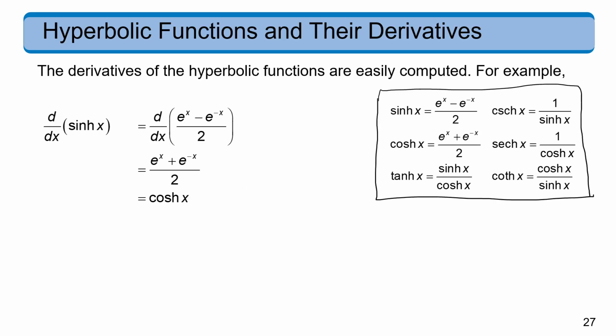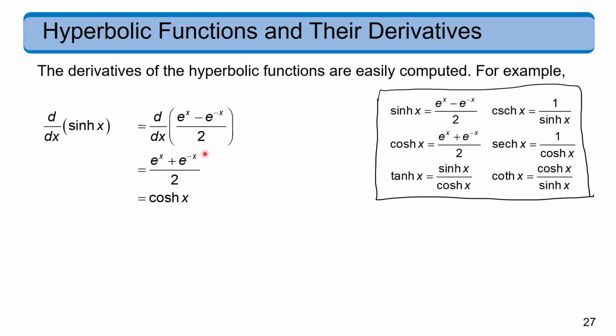Now we want to determine the derivatives of these hyperbolic functions, hyperbolic trig functions. So let's start with hyperbolic sine. So to find the derivative of hyperbolic sine, we're going to first express hyperbolic sine in terms of the formula that defines it, which I just copied over here, the formulas we saw earlier. So we've replaced hyperbolic sine with this.